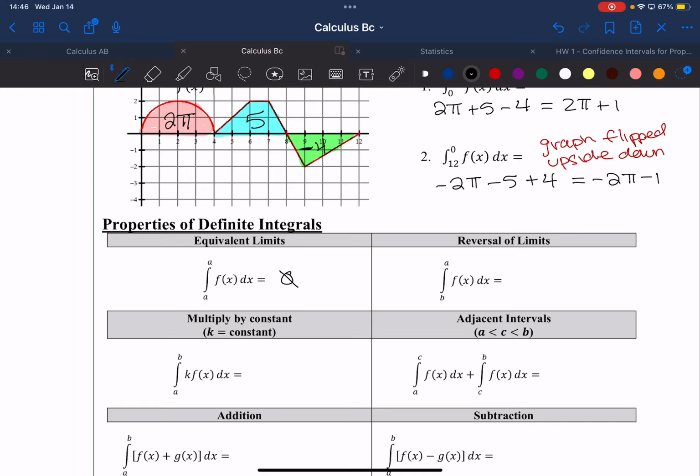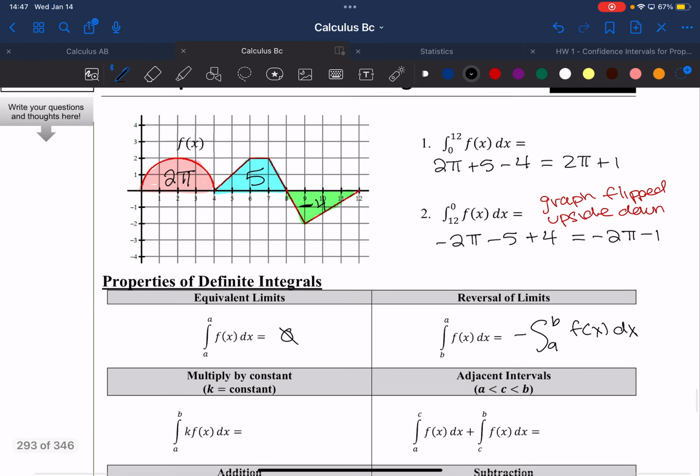Okay. It's almost like when we were talking about that other property, that if we had one positive and one negative area and added them together, we would also get 0. Number 2, where we took the graph and flipped it upside down so everything turned negative, is actually called the reversal of limits. So if we want to switch the bounds, that's the same as just making the integral negative.